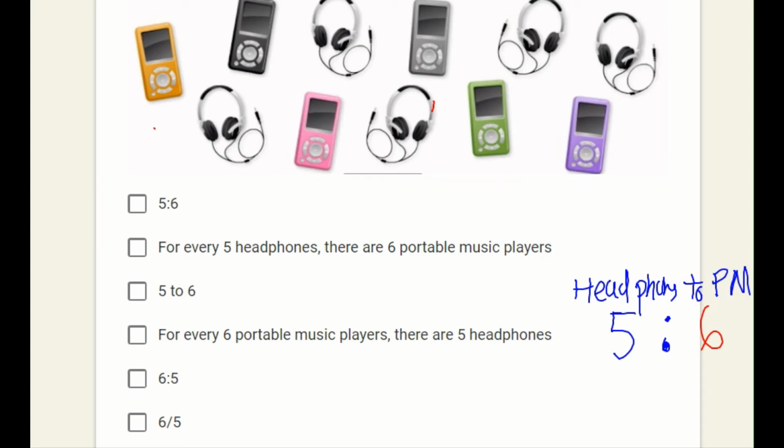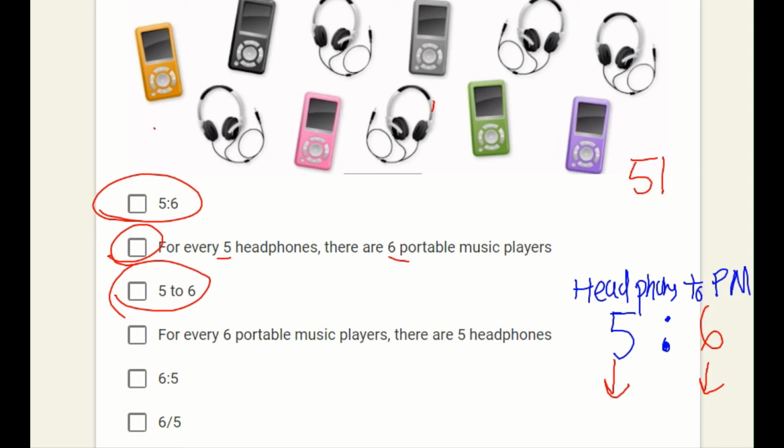And you will see something like this on your quarterly. So 5 to 6. This is in the correct order. And then I have, for every 5 headphones, there are 6 portable music players. So if I use ratio language, headphones went first. Second went portable music players. My numbers are correct. This is the ratio language that I'm looking for. And we should know that this is another way to write the ratio. So let's write our different ways to write it. So we can write 5 to 6, or we can write 5 over 6.